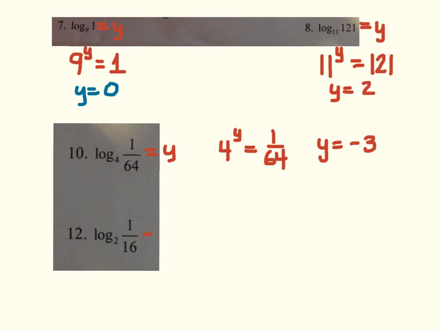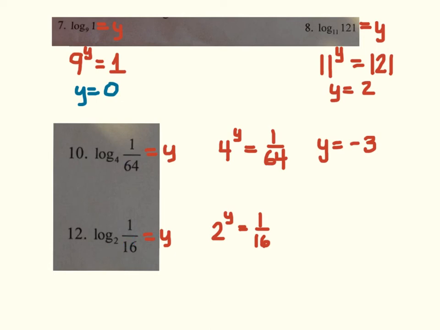Let's try this one. 2 to what power equals 1 over 16? So the 2 in log base 2 becomes the base of my exponent. 2 to what power gives me 1 over 16?